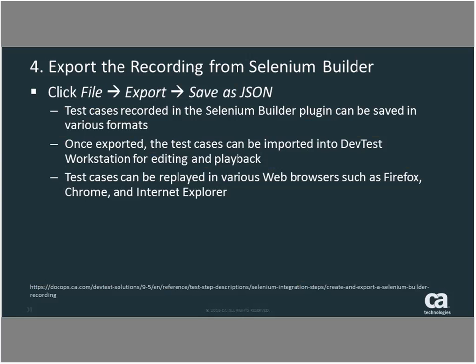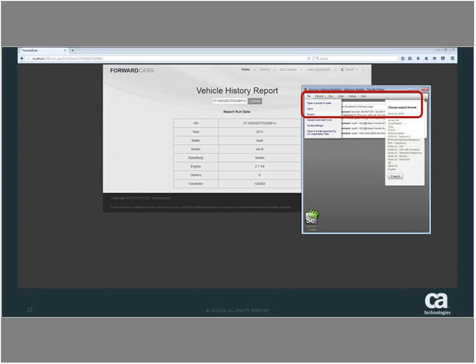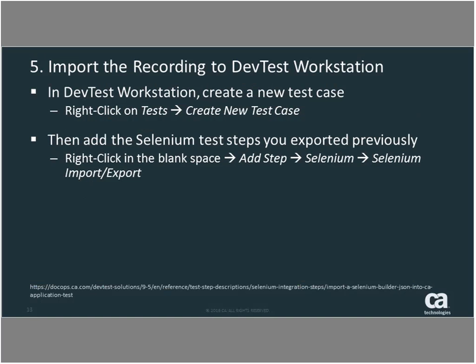The thing to know here is we're saving it as a JSON file, and we'll use that to import it into DevTest. So File, Export, Save as JSON. Very straightforward. To import the recording, very similar.